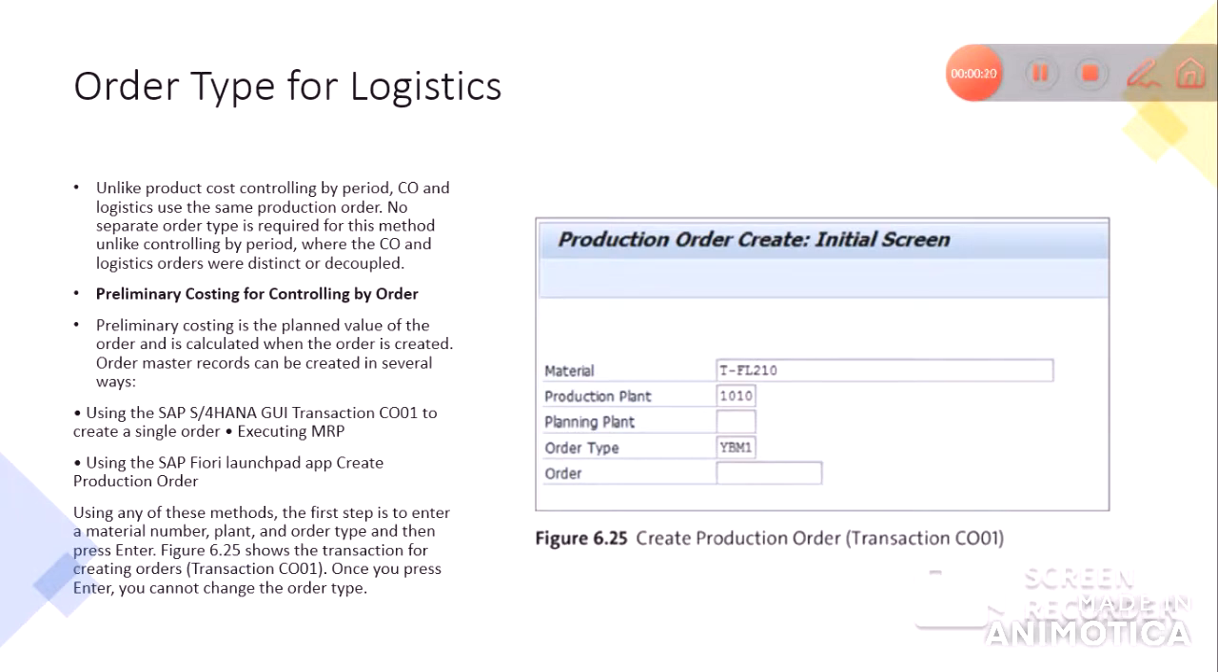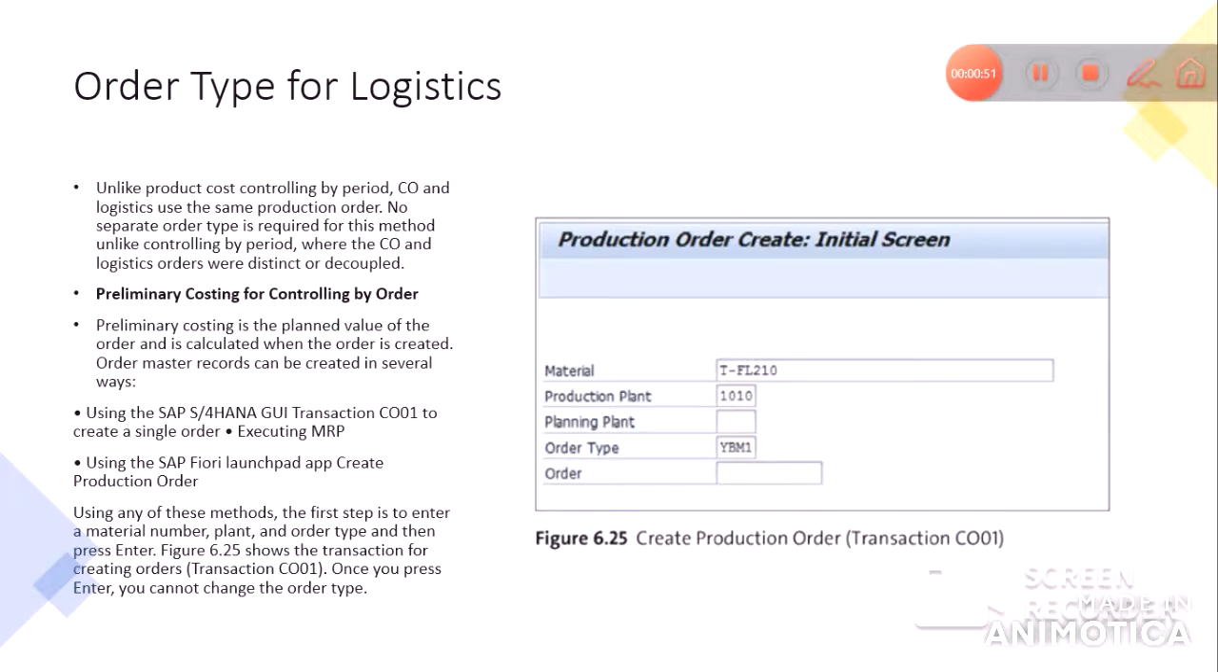Unlike product cost controlling by period, CO and logistics use the same production order. No separate order type is required for this method, unlike controlling by period, where the CO and logistics orders were distinct or decoupled. Preliminary costing for controlling by order.